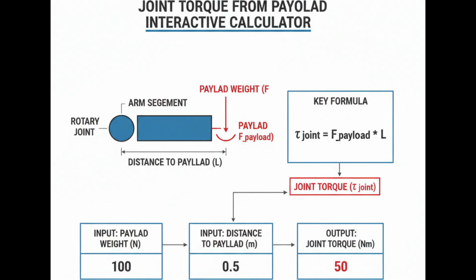I'm entering a payload mass of 5 kilograms, distance from joint of 0.5 meters, joint angle from horizontal of 10 degrees, link mass of 2 kilograms, link CG distance of 0.25 meters, available torque of 50 Newton meters, angular velocity of 1.5 radians per second, and motor efficiency of 85%.